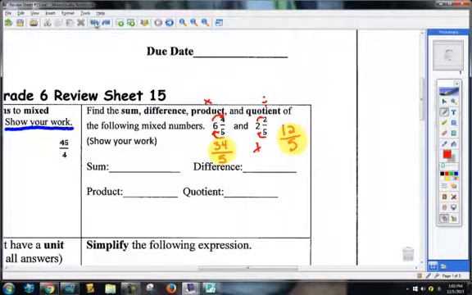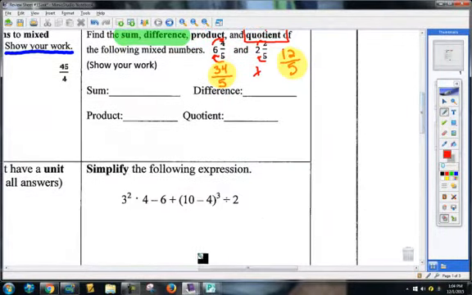Quick reminder: when you're adding and subtracting fractions, you must have something in common. The denominator must be a common denominator. When you're doing product and quotient, product's probably the easiest one out of all of them. Quotient, remember, you have to do that algorithm that we learned. Again, look back to chapter 3 if you have any issues there.